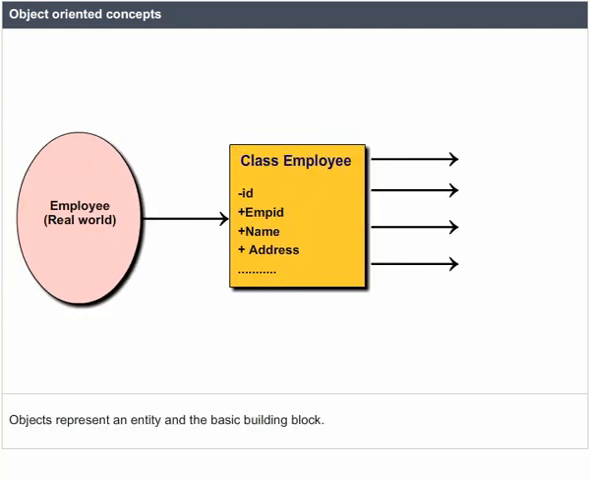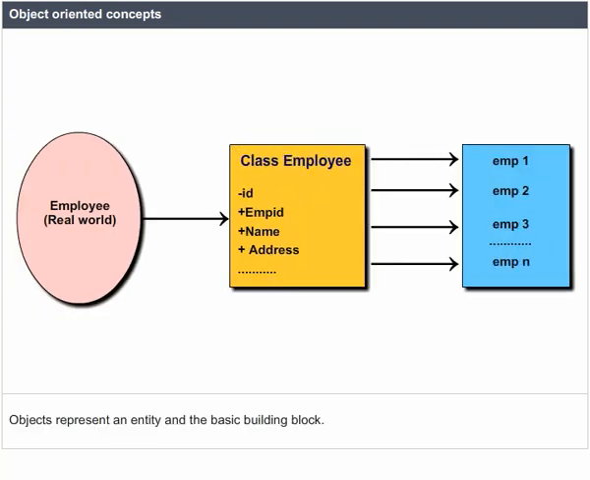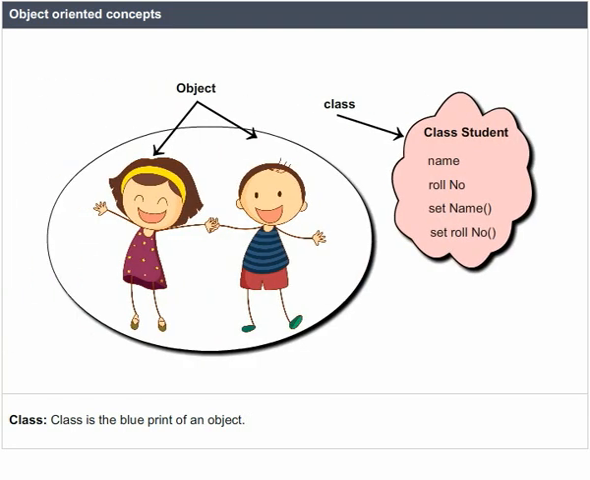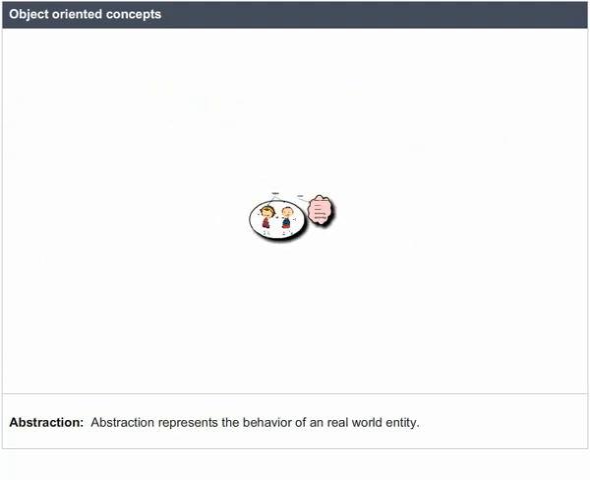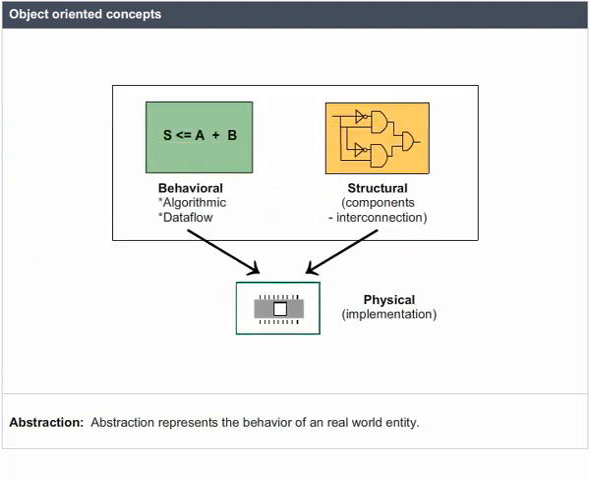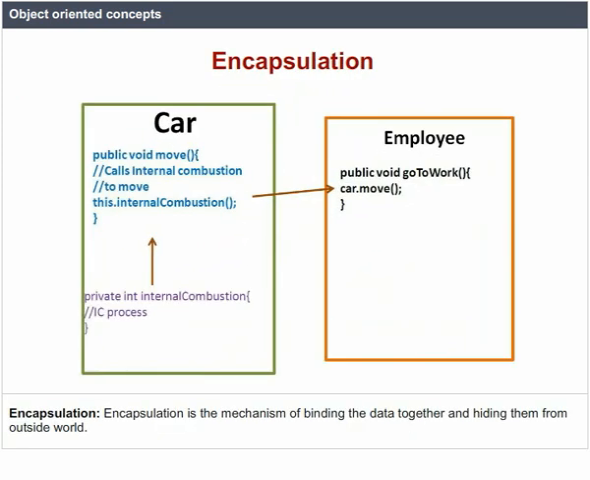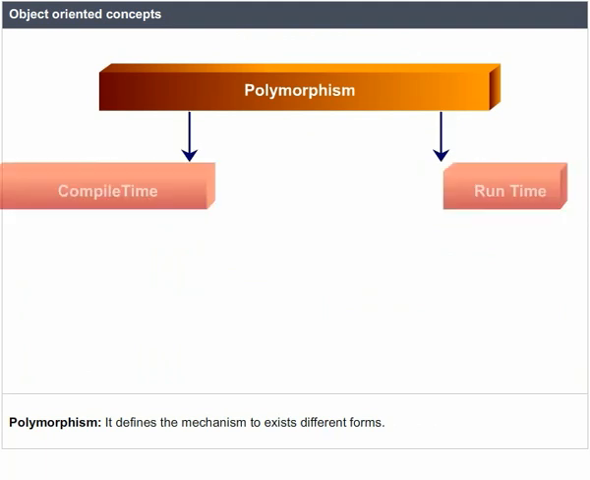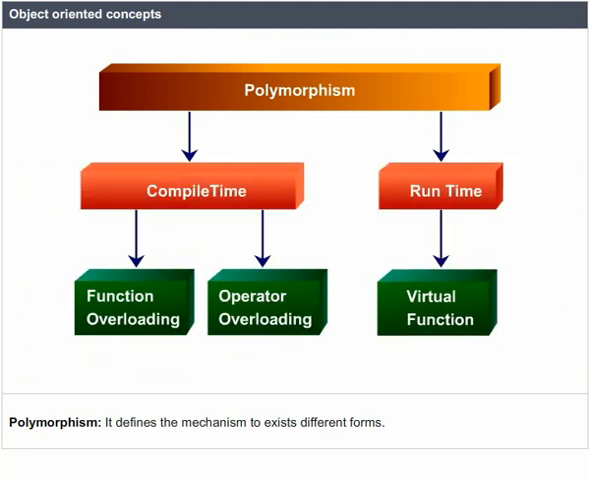Object-oriented concepts. Objects represent an entity and the basic building block. Class. Class is the blueprint of an object. Abstraction. Abstraction represents the behavior of a real-world entity. Encapsulation. Encapsulation is the mechanism of binding the data together and hiding them from outside world. Inheritance. Inheritance is the mechanism of making new classes from existing ones. Polymorphism. It defines the mechanism to exist different forms.